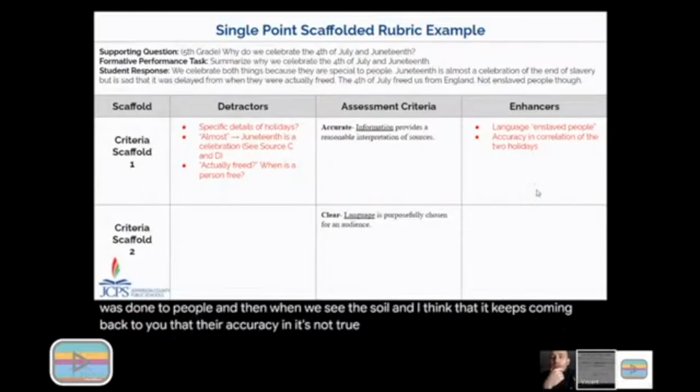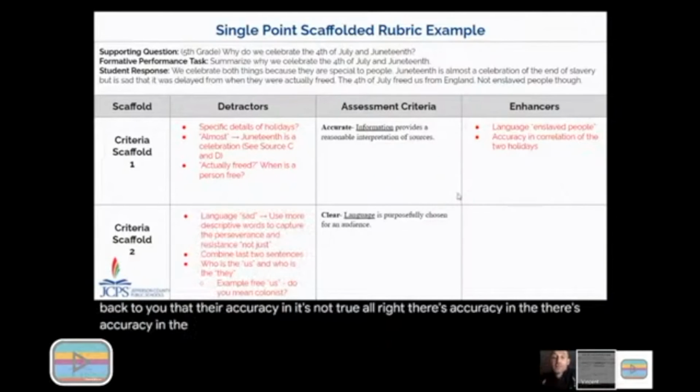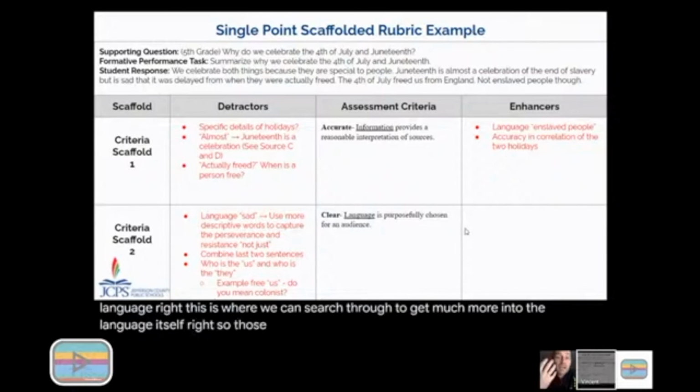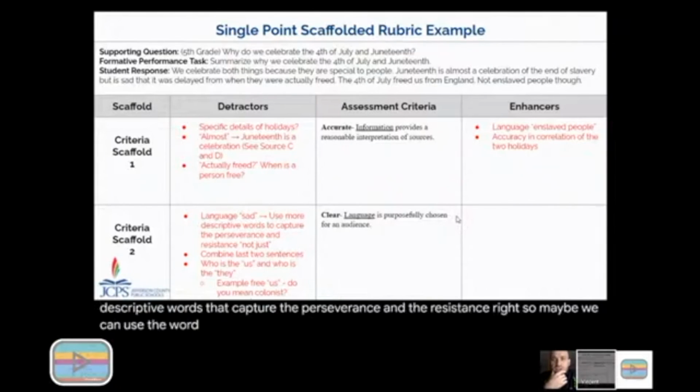That there's accuracy in the correlation of the true holidays, right? When it comes to the clarity of the language, right, this is where we can start to fit much more into the language itself, right? So the use of the word sad, for example. Maybe we should use more descriptive words that capture the perseverance and the resistance, right? So maybe we could use the word not just, right? But it is not just that it was delayed from when they were actually freed, right?